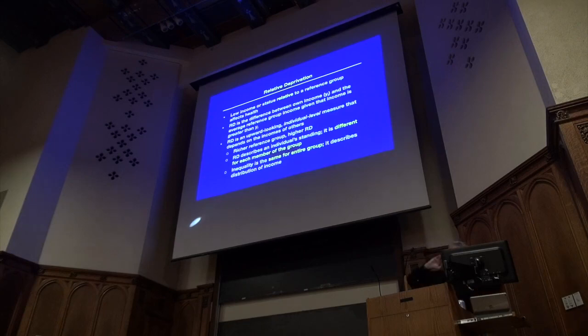So you have the same wealth, but now you're looking above you and you're like, oh, those people are much richer than me. Relative deprivation describes an individual's standing. It's different for each member of a group, okay? Every one of you has a different relative deprivation, just like you have a different income. And inequality is the same for the entire group. It describes the distribution of income. So every one of you is exposed to the same income inequality among students at Yale.